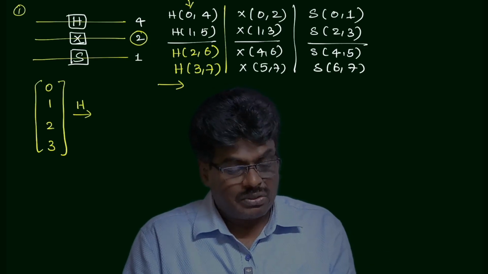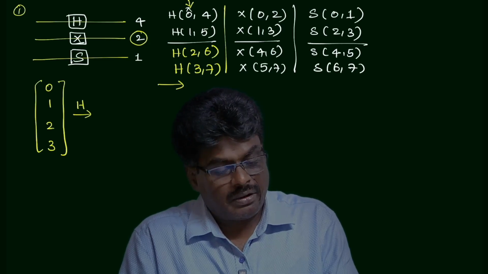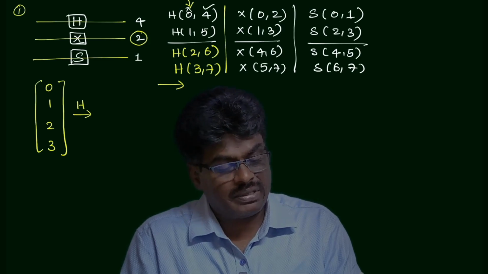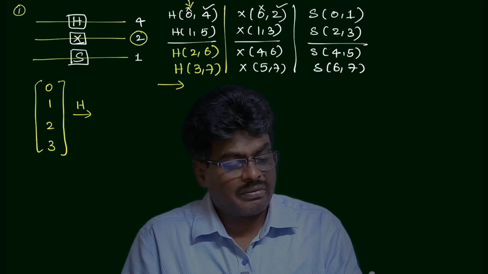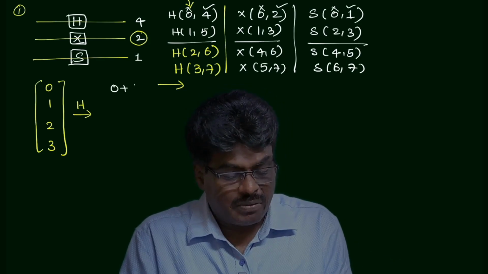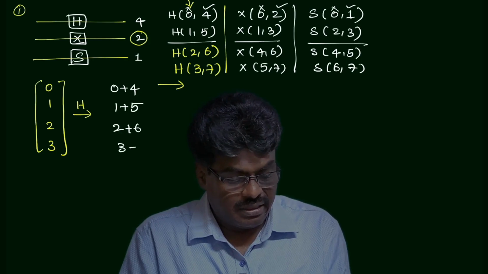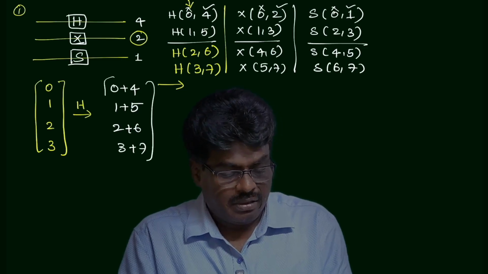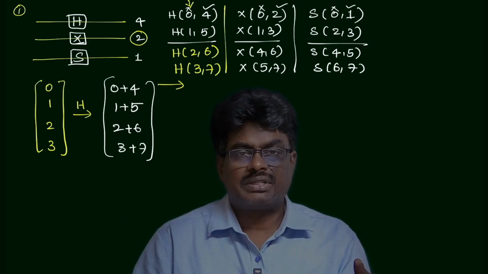So the Hadamard operation. The 0 is off, here off, second on. I think I have already explained the meaning of off and on, right? So this is 0 plus 4, 1 plus 5, 2 plus 6, 3 plus 7. If you are watching this video directly, I request you to first watch the first lecture and then come to this video.